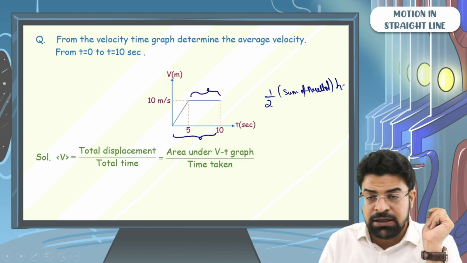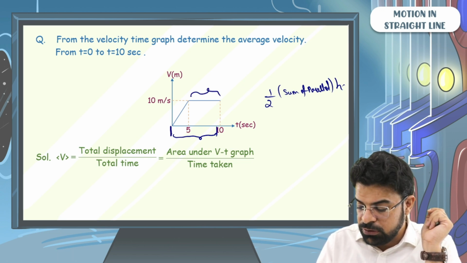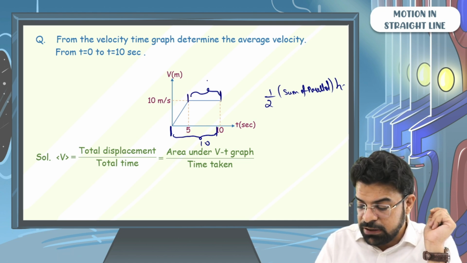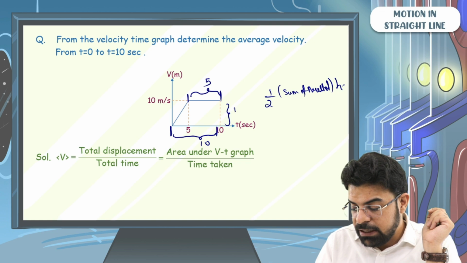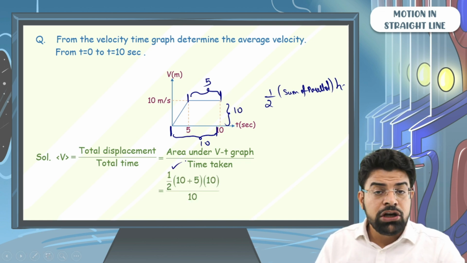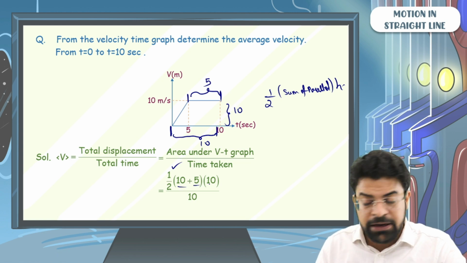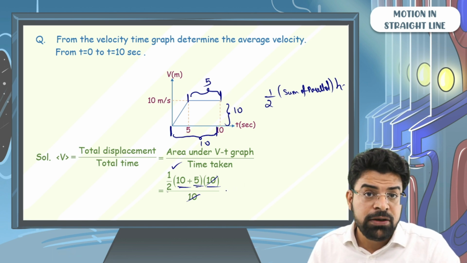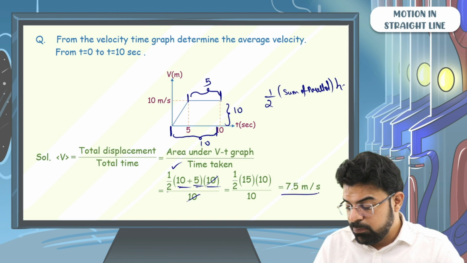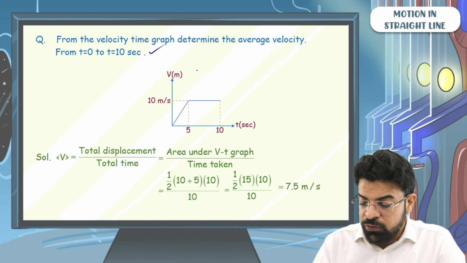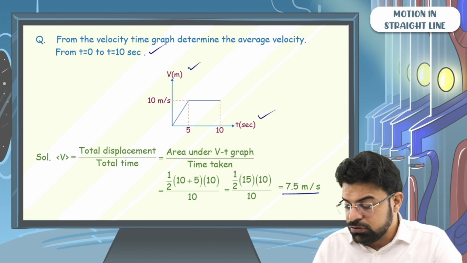The length of these two parallel sides 1 and 2 will be how much? Sir, this length starts from 0 and goes up to 10. So this length has to be 10. This upper length starts from 5 and goes up to 10. So this length has to be 5. And this height has to be equal to 10. So you get area under VT graph as half into sum of parallel side 10 plus 5 into the height, which is 10 upon 10. So this 10 gets cancelled. You get 10 plus 5 by 2, that is 15 by 2, which is nothing but 7.5 meter per second. So the average velocity can be found looking at this VT graph equals to 7.5.